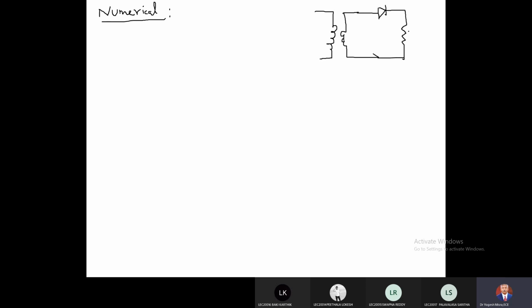Okay, so here we have connected a load resistance RL, and let us assume its value is 1 kilo ohm, right? And this diode, its forward resistance is suppose 20 ohm, right? Okay.